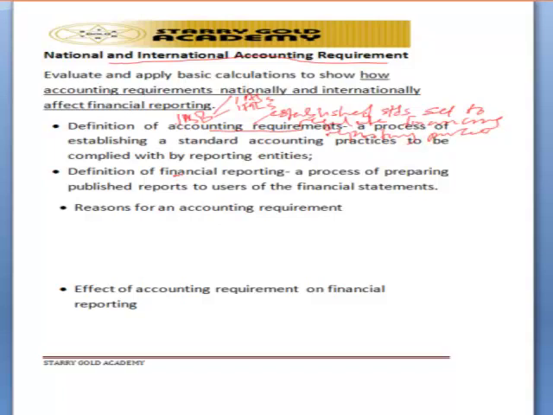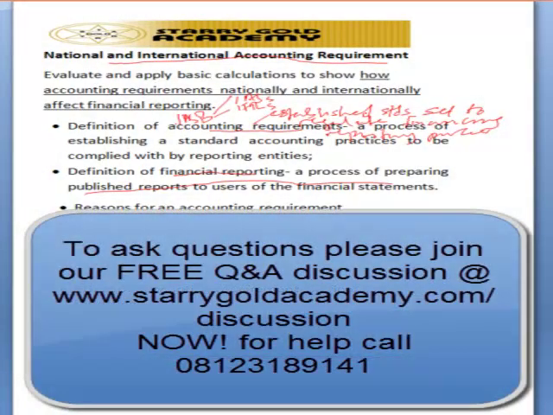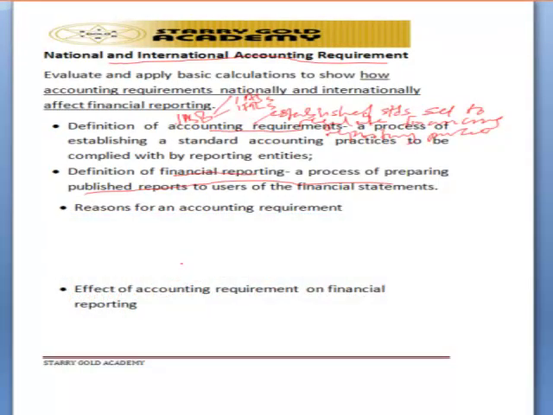Now, what do we mean by financial reporting? Financial reporting is a process of preparing a published report to users of the financial statements. We have various information needs of users. For example, as an employee, you are a user of financial information. As a creditor of a company, you are a user of financial information. Be it you are an investor, you want to commit an investment in a company, you are a user of financial information. So the process of preparing a financial report to meet the different needs of those users of financial information is what we call the financial reporting process.